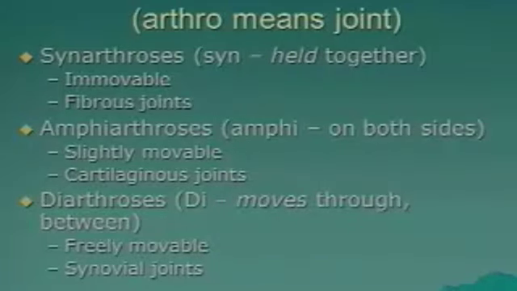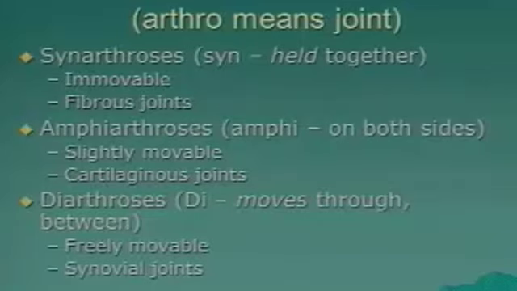Amphiarthroses are slightly movable. Okay, there's just a little bit of movement, not a whole bunch. They tend to be cartilaginous joints. A great example is the intervertebral discs of the spine. The intervertebral discs, if you remember, are fibrocartilaginous discs. They provide a slight amount of movement in the spine, but not a whole bunch, because they also create stability in our spine. Diarthroses are fully movable.